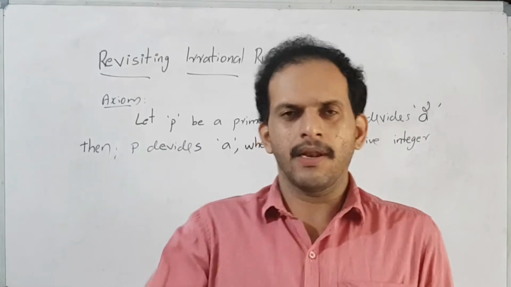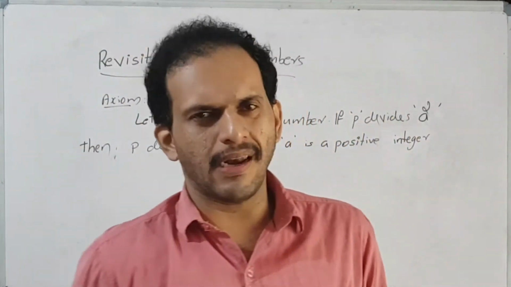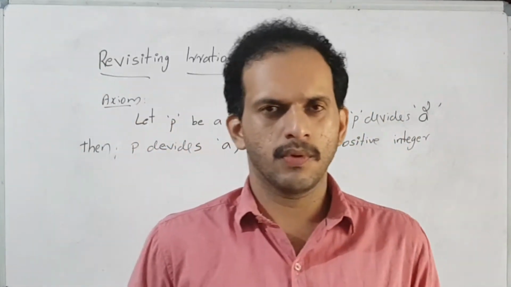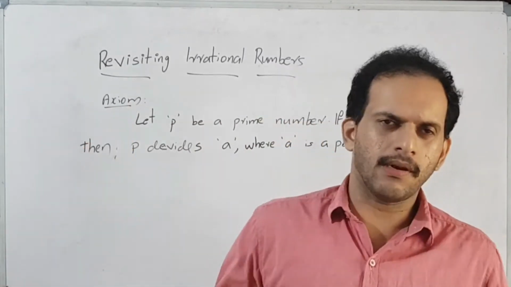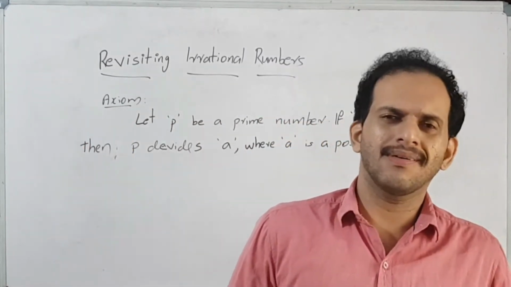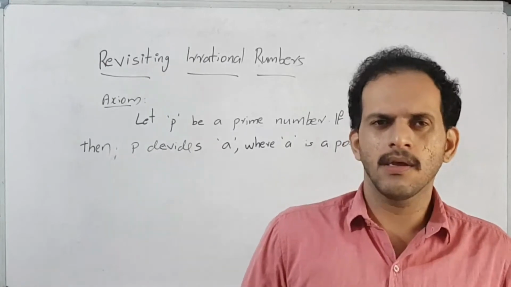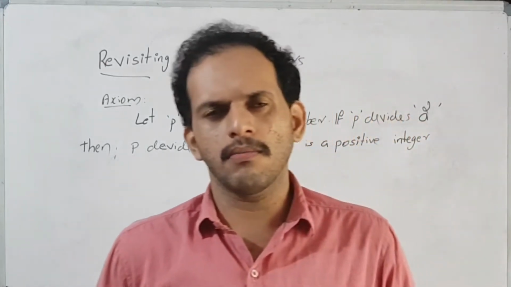We're discussing the next part of the chapter. That one is revisiting irrational numbers. We did not discuss irrational numbers this year, am I right? We already learned about irrational numbers.